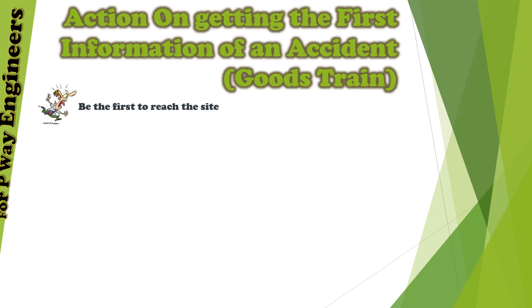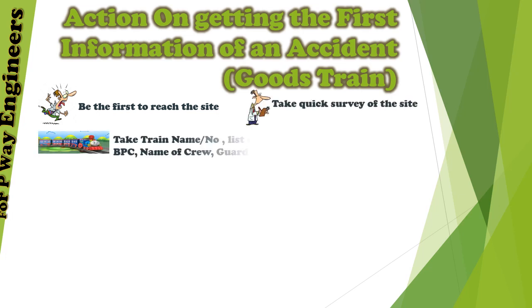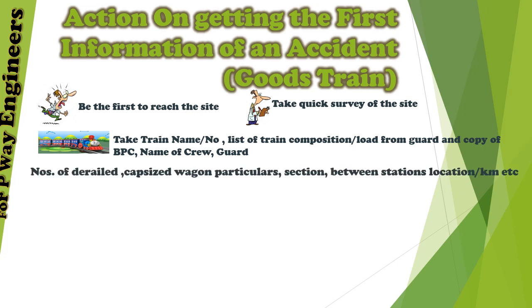Once you receive information, be the first to reach the site. Take a quick survey of the site. Note train name, number, list of train composition, load from guard, and a copy of PPC, name of crew and guard, numbers of derailed, capsized wagon particulars, section, between stations, location, kilometer, etc.